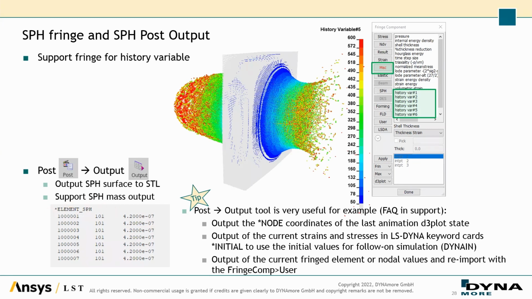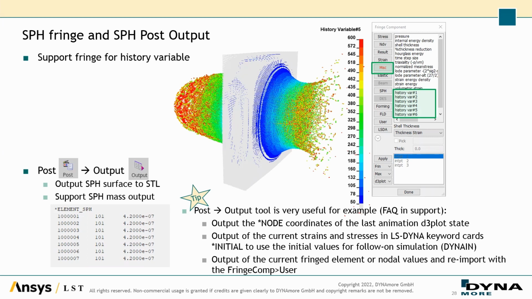My tip, the output tool is very useful for many different applications, and it's very often a frequently asked question topic in the support. My tip, if you don't know what is possible in the output menu, you can output, for example, the node coordinates of the last or another animation state, or output the current strains and stresses in LS-DYNA keyword cards initial to use the initial values for a follow-on simulation.